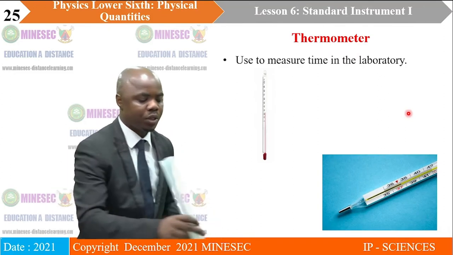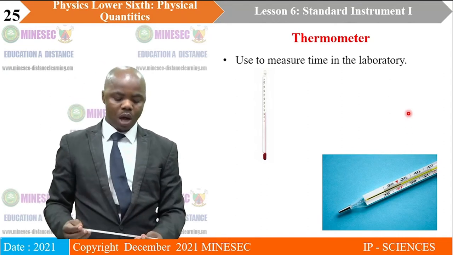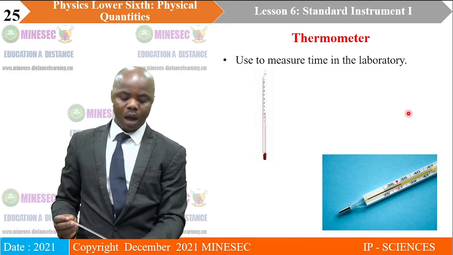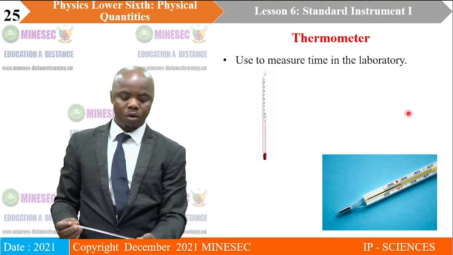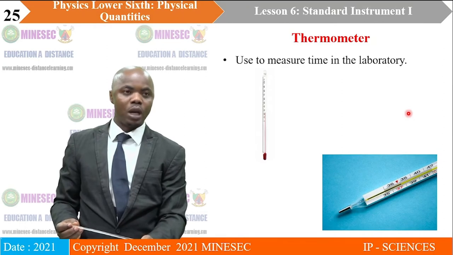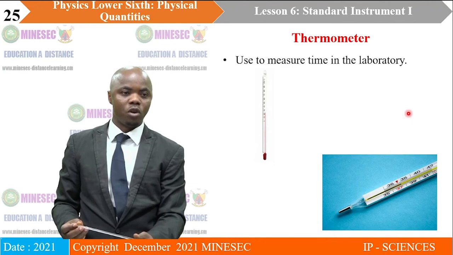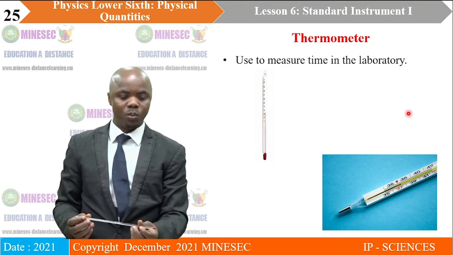The next instrument is the thermometer. The thermometer is used to measure temperature. It's a simple glassware with numbers on it, and you can see the mercury thread or the alcohol thread. It's glassware, it's delicate. Therefore, when handling it in the laboratory, you should be very careful not to drop it. If you are unfortunate to drop one, you call the attention of the lab attendant immediately so as to know what to do. Because mercury, the ones with mercury inside, mercury is dangerous for your health. So immediately you drop the thermometer on the floor by mistake, you call the lab attendant so that he or she will know what to do with the spilled mercury.